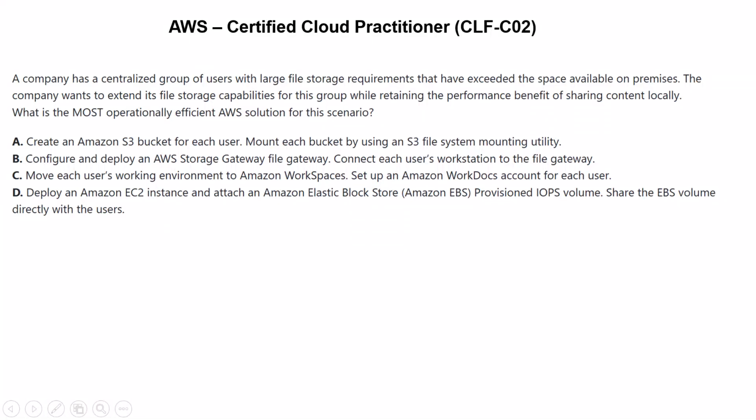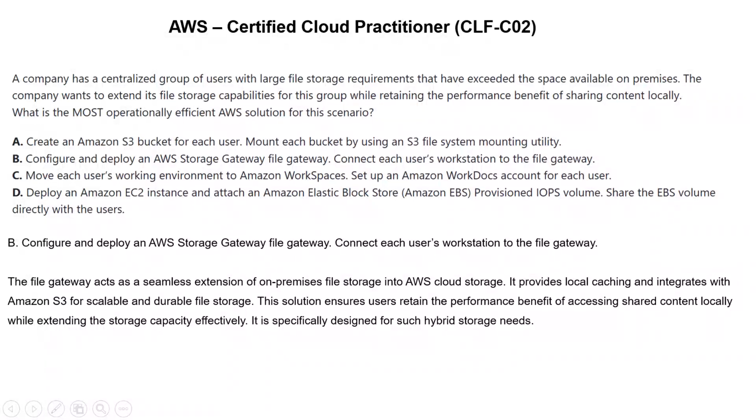The correct answer for this question is option B. Configure and deploy an AWS Storage Gateway file gateway. Connect each user's workstation to the file gateway. The file gateway acts as a seamless extension of on-premises file storage into AWS cloud storage. It provides local caching and integrates with Amazon S3 for scalable and durable file storage. This solution ensures users retain the performance benefit of accessing shared content locally while extending the storage capacity effectively. It is specifically designed for such hybrid storage needs.